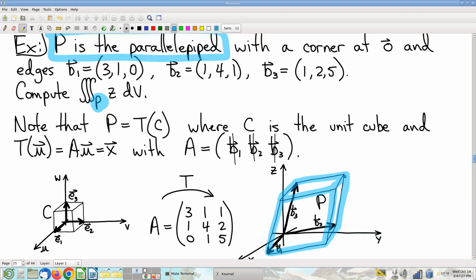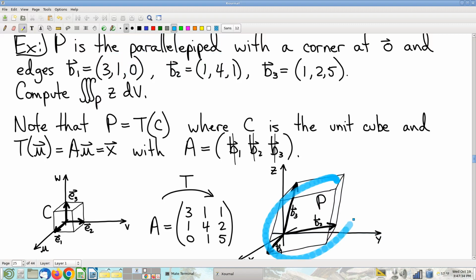Okay, so how am I going to compute that? How am I going to pull that back? How am I going to view this undesirable domain as being an image? Keep in mind, that's your first step, right? If you want to do a change of variables, you need your ugly domain to be the image of a nicer domain, and then you're in business.